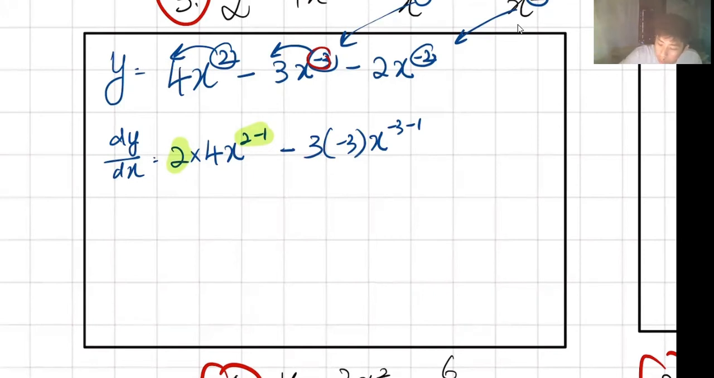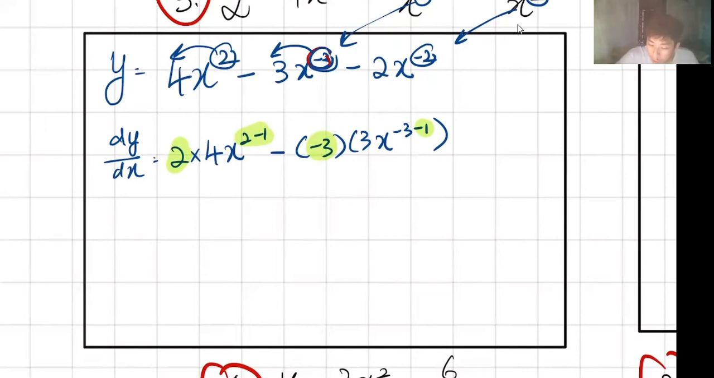Let me repeat this part again. Minus, what I do is I bring this power forward, remember, which is negative 3. Then you times back the whole thing, 3x to the power of minus 3. But you have to minus the power with 1 more. Okay, there are two things I did, I repeat. One is I minus the power with 1, and I times this negative 3, which is the power originally here, in front. That's what I do.